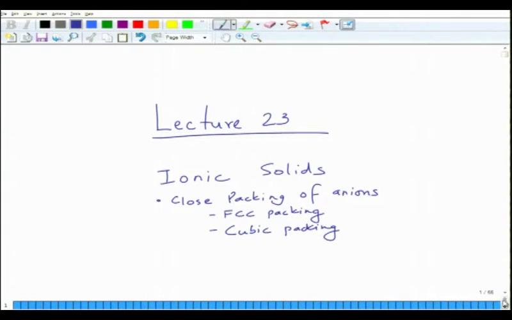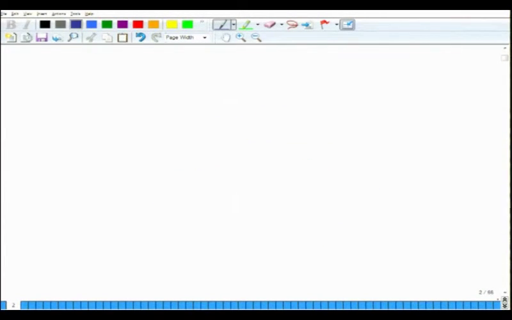Okay, so today we start lecture 23, in which we will continue from the last lecture, in which we started the description of ionic solid structure based on face centered cubic packing. Just to give you a recap, we started discussing structures based on FCC packing of anions.